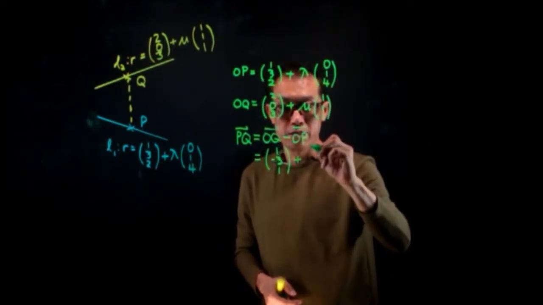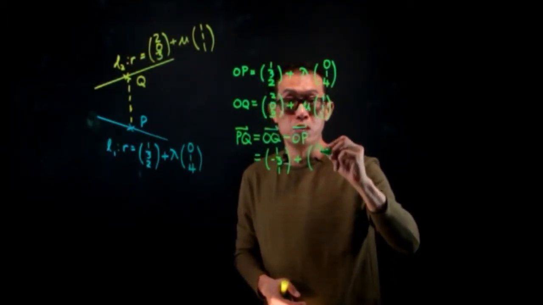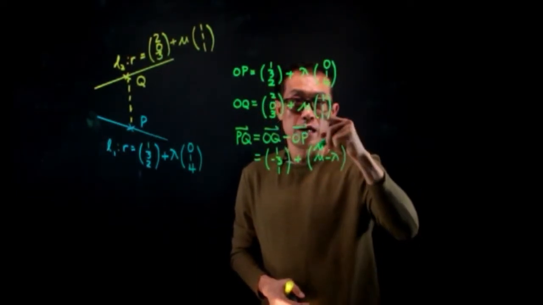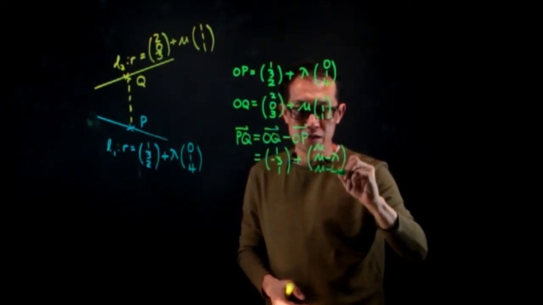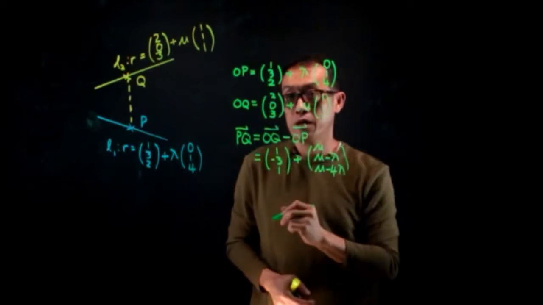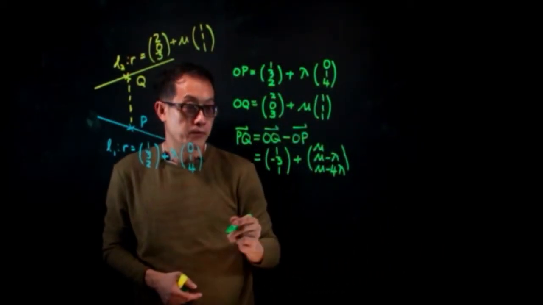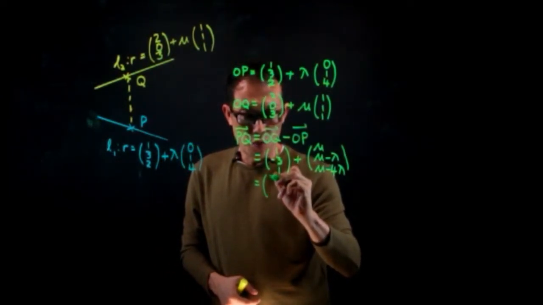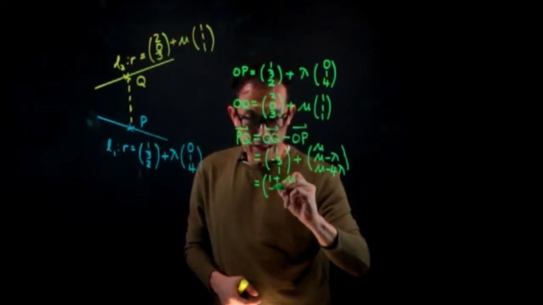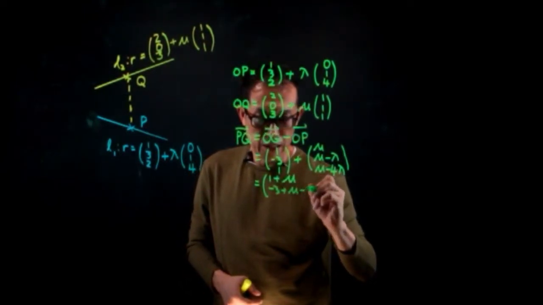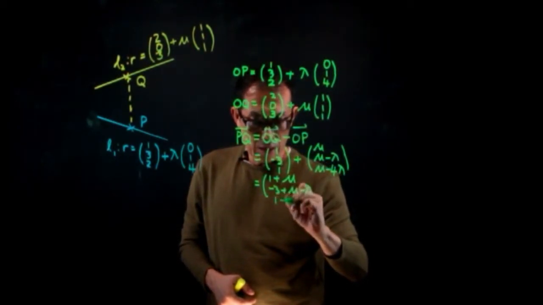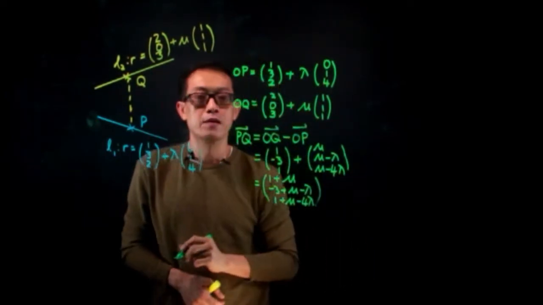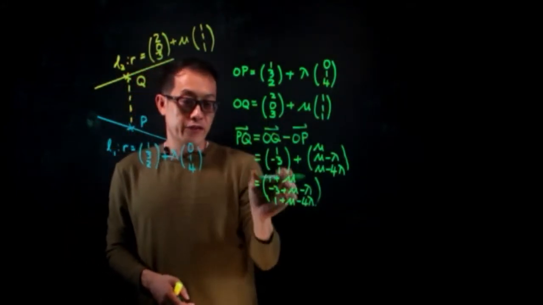Plus this minus this, so I will have mu. Here I will have mu minus lambda. And here will be mu minus 4 lambda. Now, this equation can be rewritten as (1 plus mu, minus 3 plus mu minus lambda, 1 plus mu minus 4 lambda). So this is vector PQ.